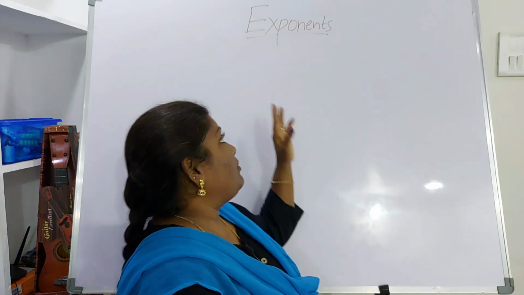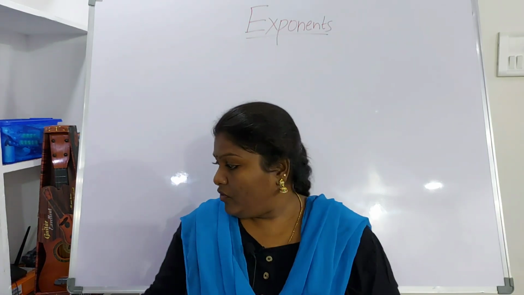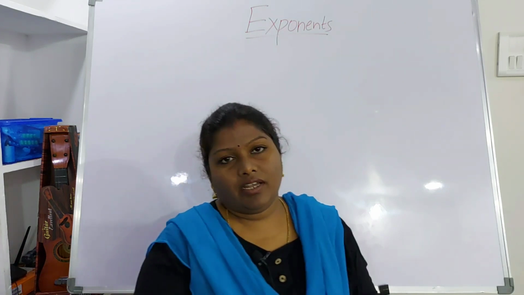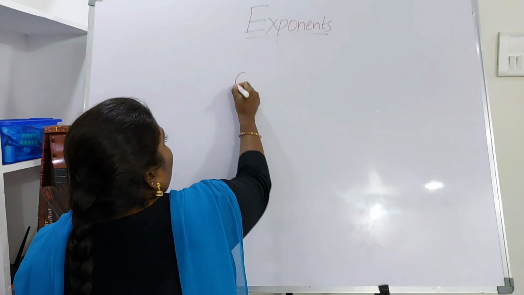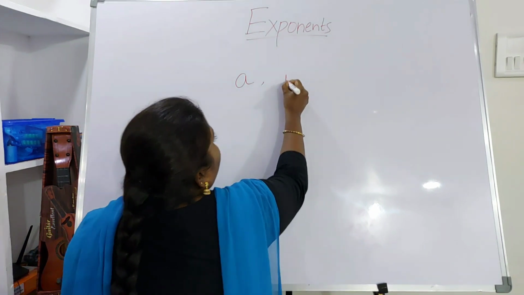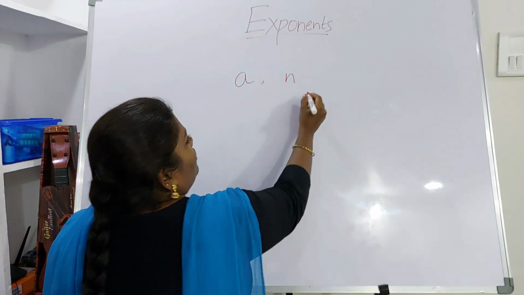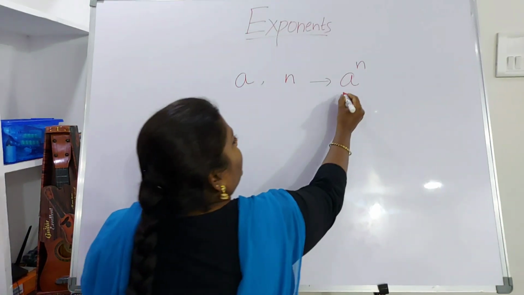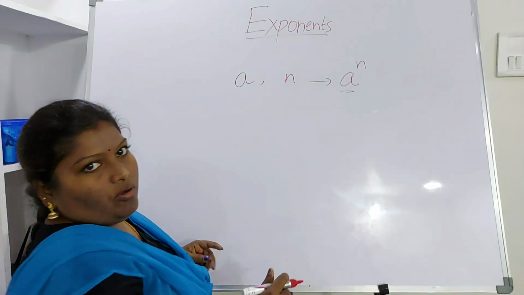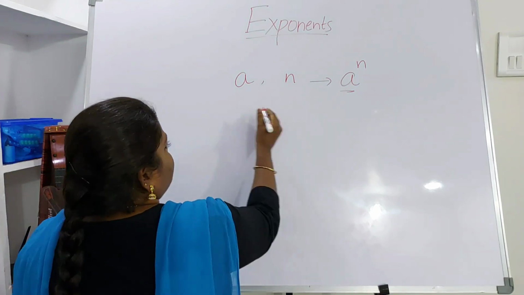Today we'll be learning about exponents. So before I start, let me give a definition of an exponent. Now a is any real number and n is a positive integer. Now a to the power of n is nothing but exponential form. Now let me give an example.